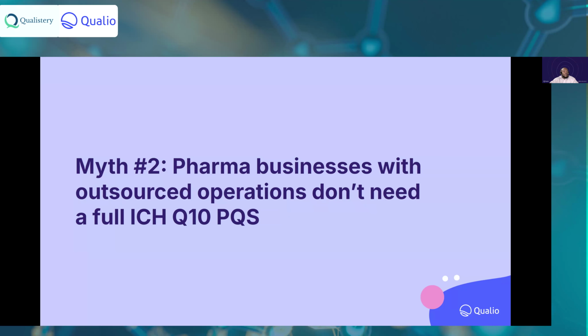Myth number two: pharma businesses with outsourced operation don't need a full ICH Q10 PQS. I think we pretty much covered that also, right? Because you need ICH Q10. And you don't necessarily need Q8, Q9, and Q10 to be strictly integrated, and you can implement them individually. But the idea is that those three systems work together. So they help build a more robust quality system if they are implemented. And you have that overall responsibility for your outsourced operations too. Yep.